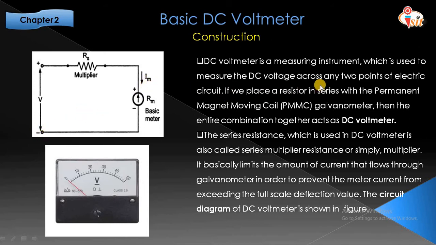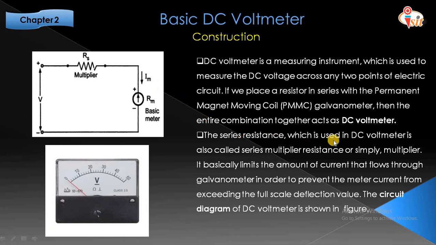If we place a resistor in series with the permanent magnet moving coil galvanometer, then the entire combination together acts as a DC voltmeter. This resistance is connected in series with the permanent magnet moving coil instrument, and then the circuit acts as a basic DC voltmeter. This RS is a multiplier.